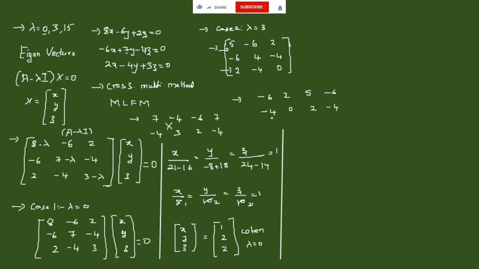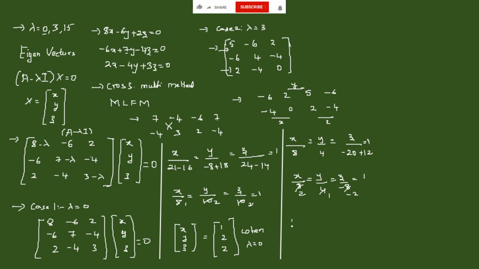Now we'll be getting the value of x, y and z, just by cross multiplying it. So it becomes x by 8 is equal to y by 4 is equal to z by minus 20 plus 2, which is equal to 1. Then you get x by 8 is equal to y by 4 is equal to z by minus 8 is equal to 1. So x goes by 2, y goes by 1, z goes by minus 2.